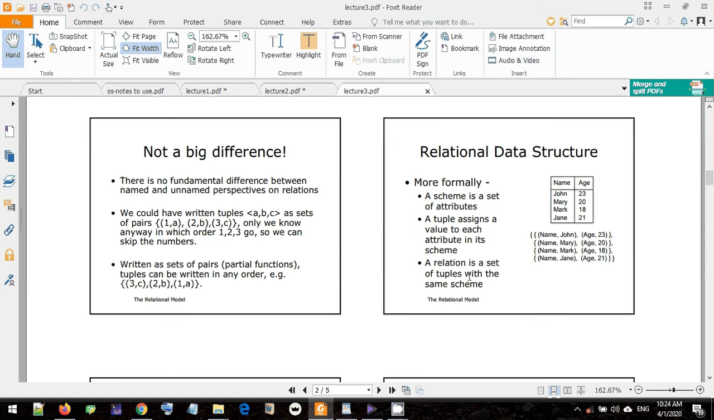A relation is a set of tuples with the same scheme. We have the first tuple, name John, age 23, then name Mary, age 23. You see that they have the same scheme, name and age, and each tuple is assigned values to each of these attributes. So it means that this is a relation.